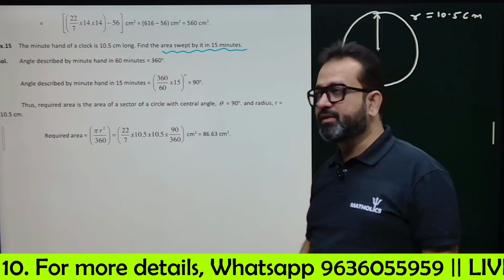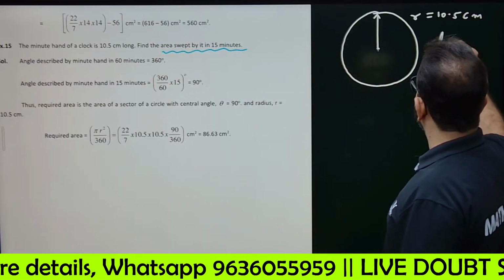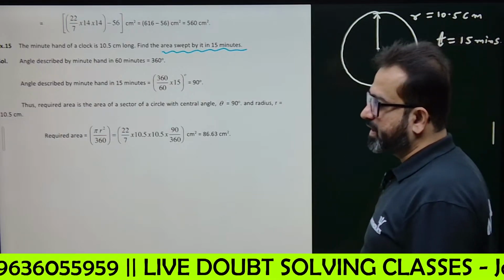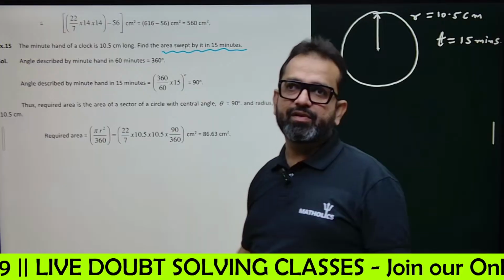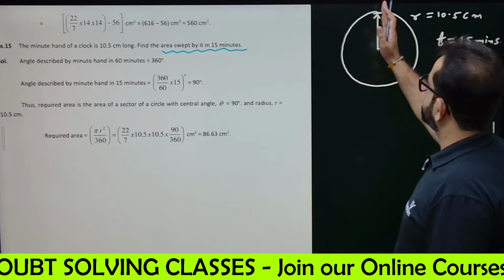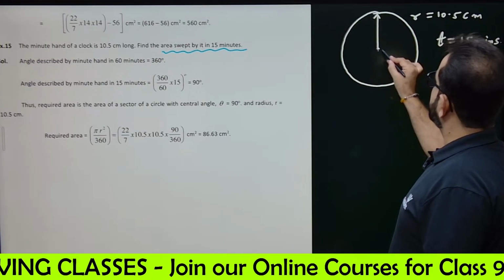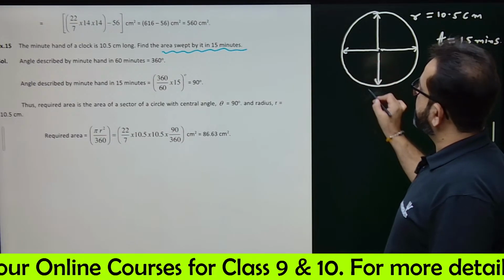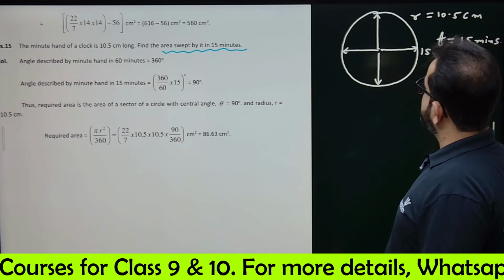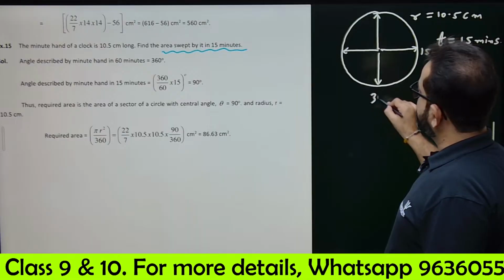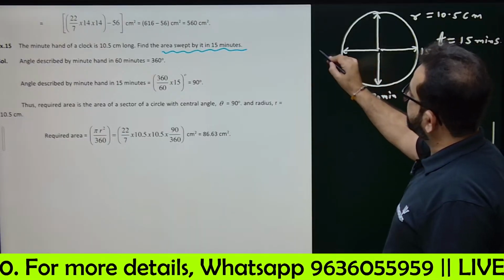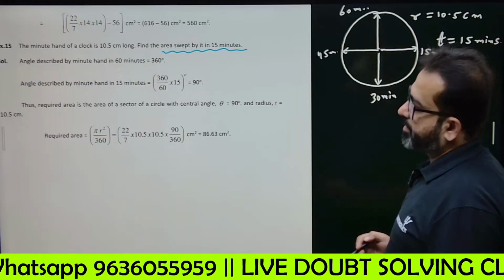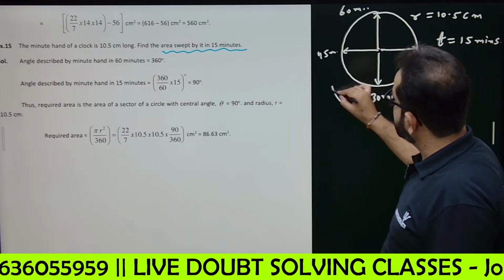Area swept by it in 15 minutes. That means time is given as 15 minutes. Can you tell me how much this minute hand will move in 15 minutes? If this is 0, this is 15. Till 15 it will be here, till 30 it will be here, till 45 it will be here. After 60 minutes it will be here, if it is going in this direction.